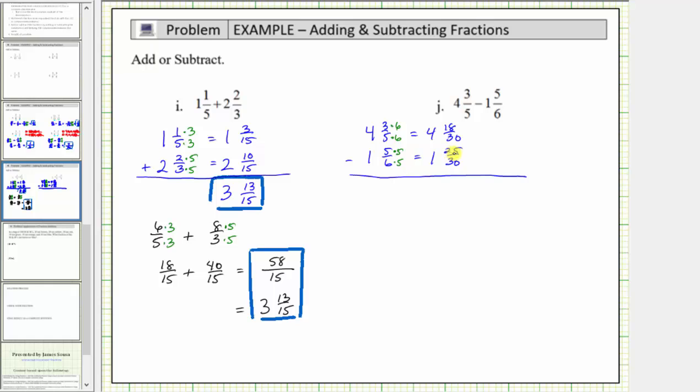and we cannot subtract 25/30 from 18/30, which means we'll have to perform an exchange with the 4. 4 and 18/30 is equal to 3 plus 1 plus 18/30, and 1 is equal to 30/30, so we can write this as 3 plus 30/30 plus 18/30, which gives us 3 and 48/30. So by performing an exchange with a 1, 4 and 18/30 is equal to 3 and 48/30.